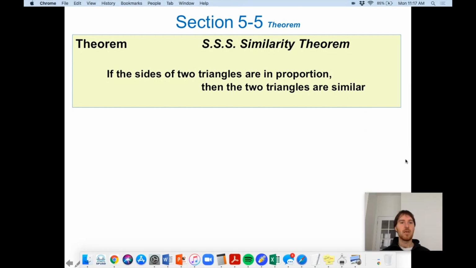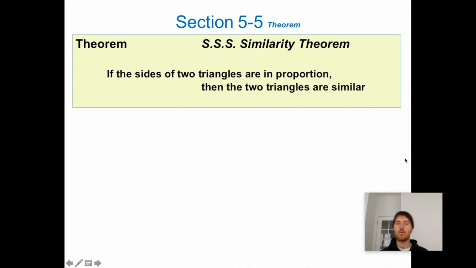Let's do this here. All right, so here, theorem. Theorem, SAS similarity theorem. If the sides of two triangles are in proportion, then the two triangles must be similar to one another. Easy. Write it down. All right. If the sides of two triangles are in proportion, then the two triangles are similar.